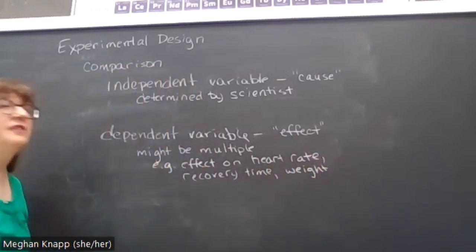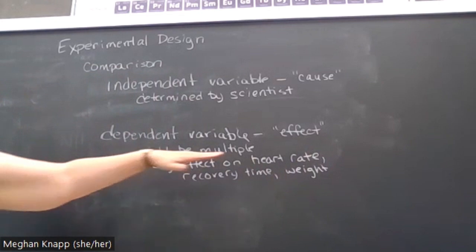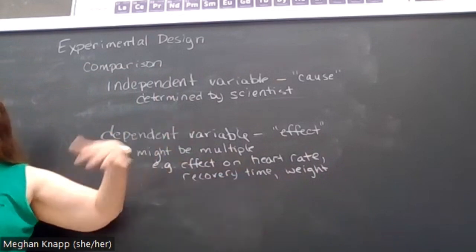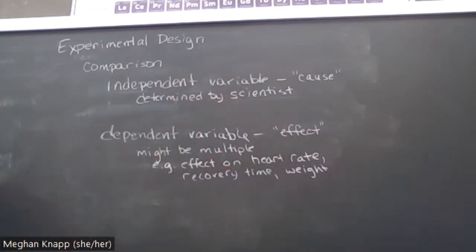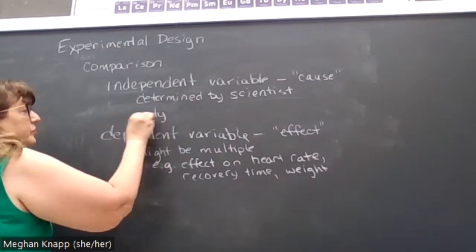Okay, so maybe we have some sort of supplement that we want to say, oh, maybe this helps athletes. What is the effect on its heart rate and the recovery time from after you do your exercise to kind of get your heart rate back to normal? And does it help you lose weight? So we might look at 3 things at once. Okay. The independent variable, we want only one at a time.